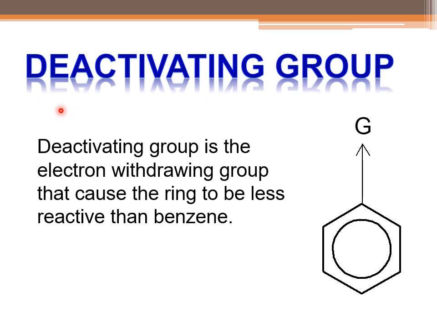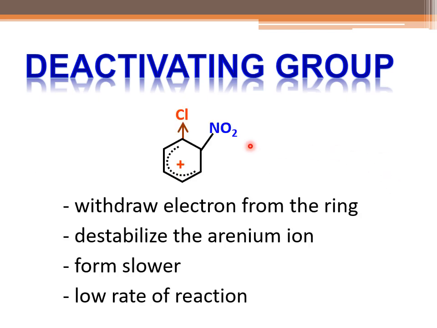Another group is the deactivating group, which we also call the electron withdrawing group, or EWG. This group will cause the ring to be less reactive. For example, a carboxyl group, a cyanide group, and a nitro group. Here is an example where we choose a halogen, chlorine. It is an EWG.